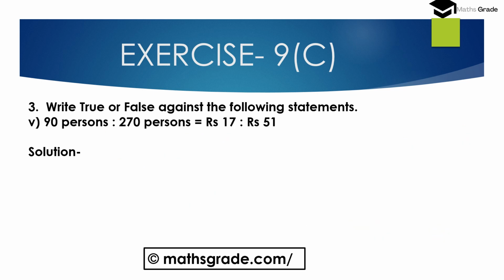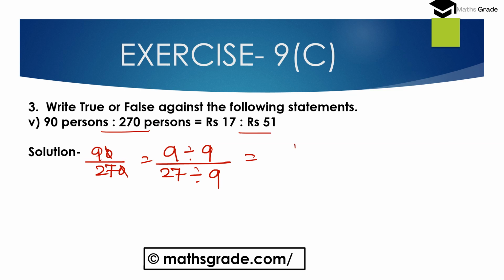Now fifth bit, 90% is to 270% is equal to 17 rupees is to 51 rupees. We have to check it is true or false. 90% is to 270%, that is 90 divided by 270. And between 90 and 270, 90 is the common ratio, or cancel zeros. Now between 9 and 27, 9 is the common ratio. So divide the antecedent 9 with 9 and the consequent 27 with 9. Now 9 divided by 9 is 1 and 27 divided by 9 is 3. 1 divided by 3, that is 1 is to 3.